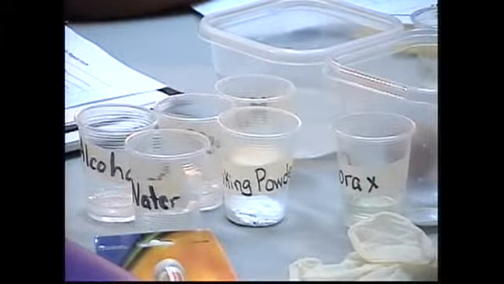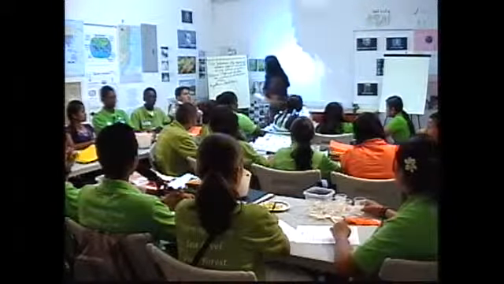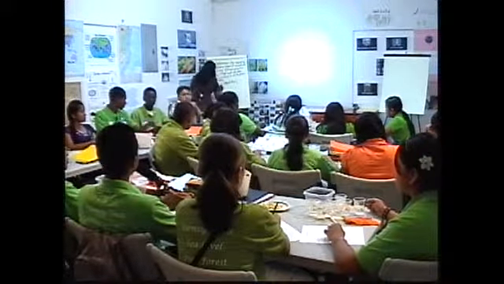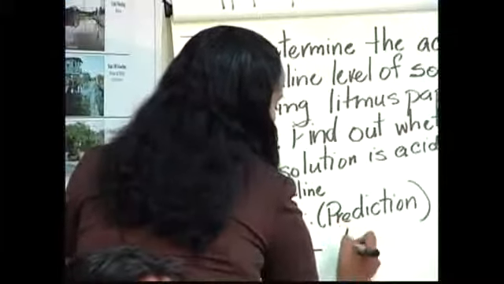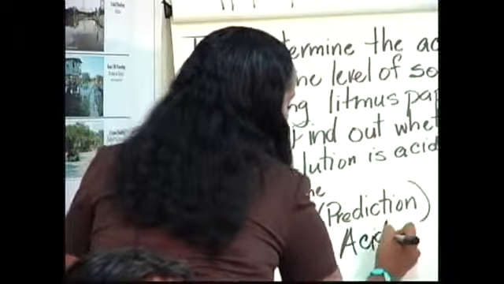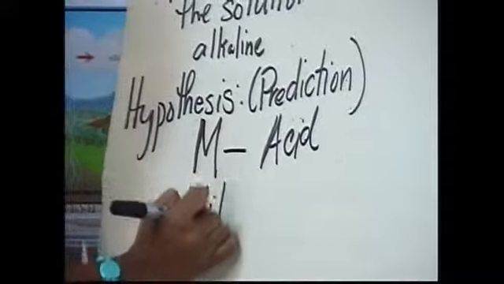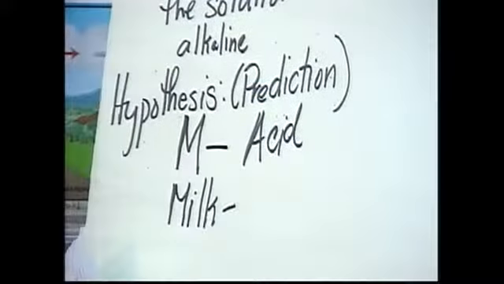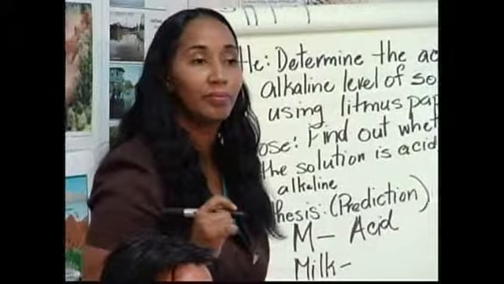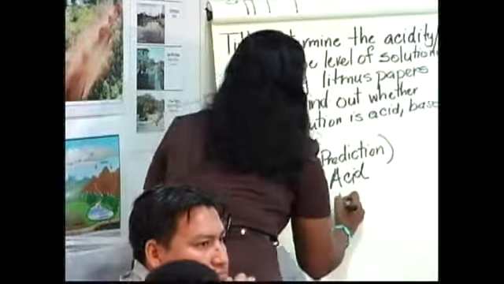Let's pick up the muriatic acid and let's make a prediction on this one here. Is this going to be an acid or an alkaline? Acid. You're saying it's going to be an acid. I'll just put the letter M for muriatic. We are saying it's going to be an acid. What about the milk? Alkaline. Milk on the desk there. A base.